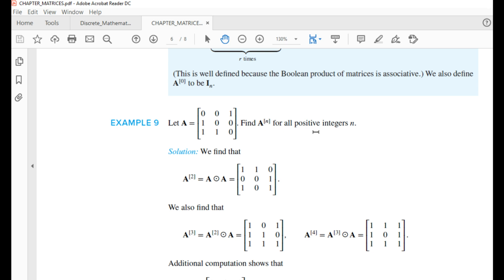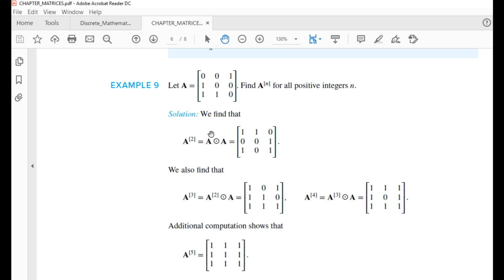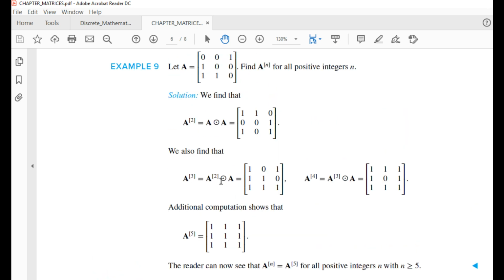So what if A has been raised to the second power? All you need to apply is the Boolean product. So A to the second power is equivalent to the Boolean product of A and A. So in that case, we just need to determine the solution. And then as you can see, A raised to the third power is just like A to the second power Boolean product with that of A, and just find the solution. So it's quite easy for you to understand, I hope.